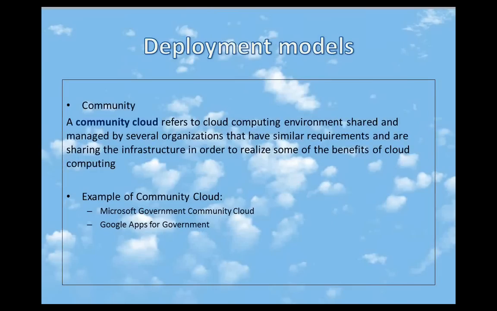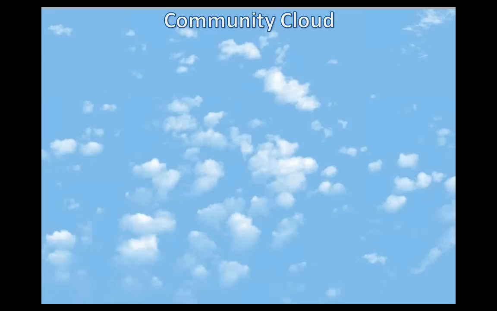Then coming to the third form of deployment model, which is community. This model, I would say, is not very popular. A community cloud refers to a cloud computing environment shared and managed by different organizations that have the same or similar requirements and share the infrastructure in order to realize some of the benefits of cloud computing. This kind of deployment can be between organizations with a similar requirement. Examples could be Microsoft Government Community Cloud, or Google App for Government.